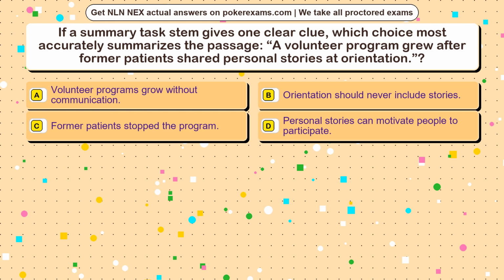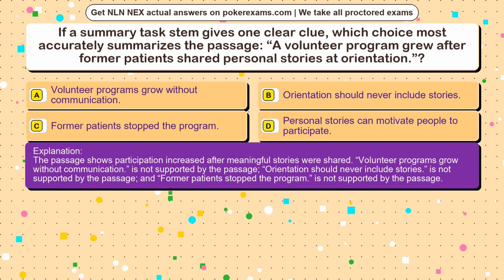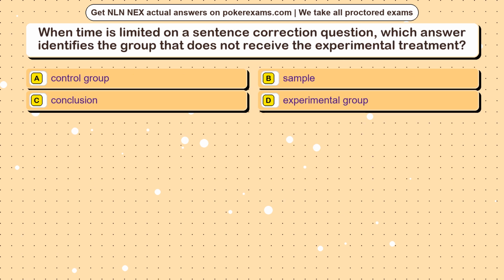The correct answer is option D. The passage shows participation increased after meaningful stories were shared. Volunteer programs grow without communication is not supported by the passage. Orientation should never include stories is not supported by the passage, and former patients stopped the program is not supported by the passage.